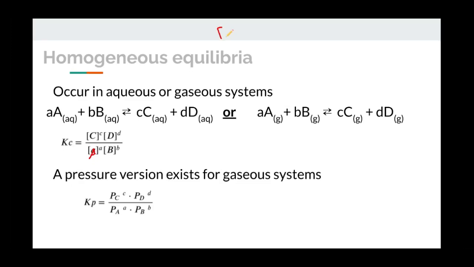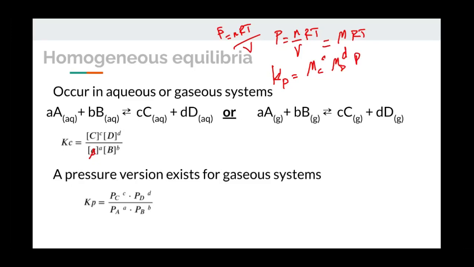Here's how they are. Pressure, we know, is equal to nRT divided by V, which we could rewrite as pressure is equal to n over V times R times T, but n over V is molarity if the volume is in liters, so we could write this as M times R times T. So Kp could be thought of as molarity of C to the c times molarity of D to the d times RT to the c plus d, and then molarity of A to the a times molarity of B to the b times RT to the a plus b.